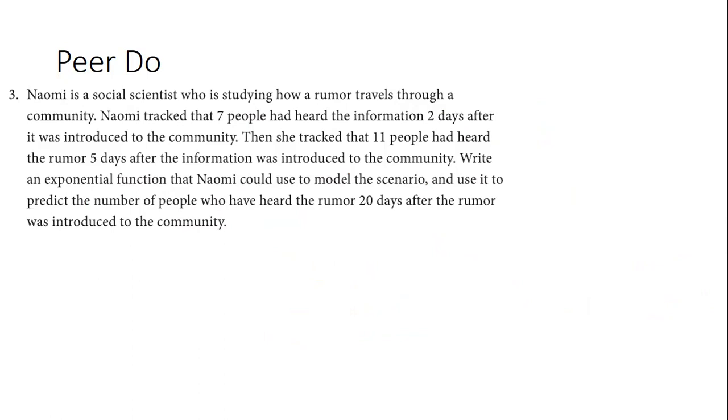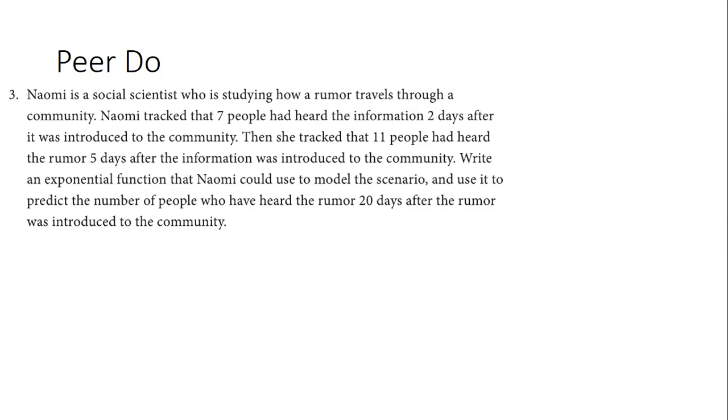Naomi is a social scientist who is studying how a rumor travels through a community. Naomi tracked that 7 people had heard the information 2 days after it was introduced to the community. And she tracked that 11 people had heard the rumor 5 days after the information was introduced. Write an exponential function that Naomi could use to model this scenario and use it to predict the number of people who have heard the rumor 20 days after the rumor was introduced to the community.